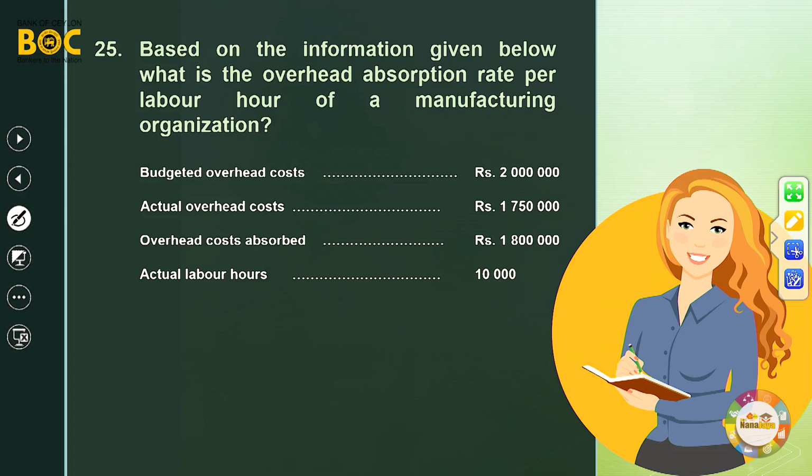So based on the information given below, what is the overhead absorption rate per hour of a manufacturing organization? The budgeted overhead is given, actual overheads given, overhead cost absorbed given, actual hours also given. The question requirement: based on the following information, what is the overhead absorption rate?